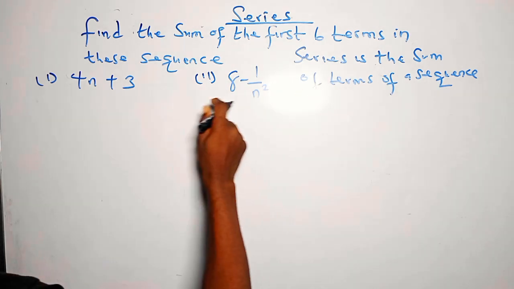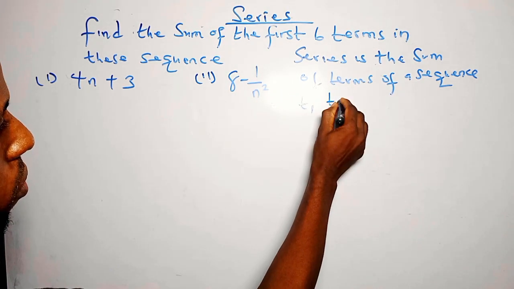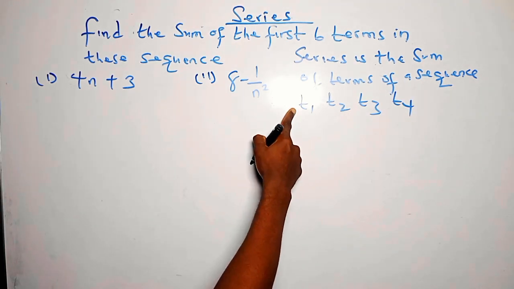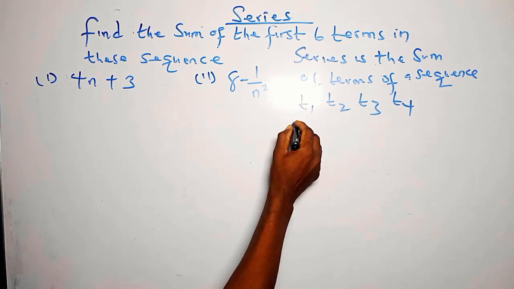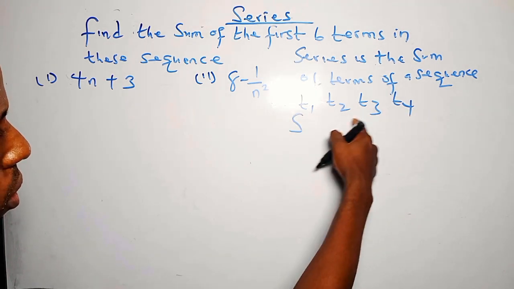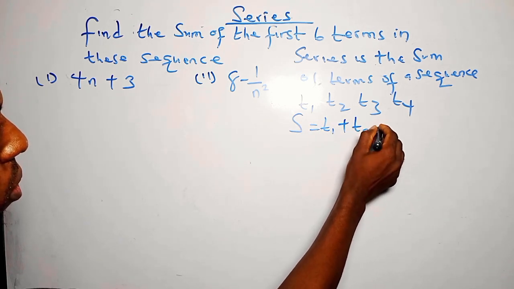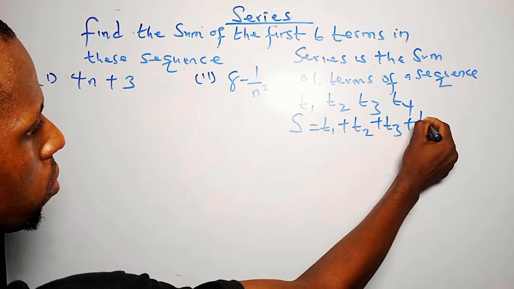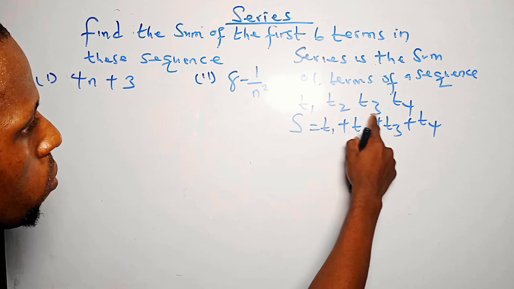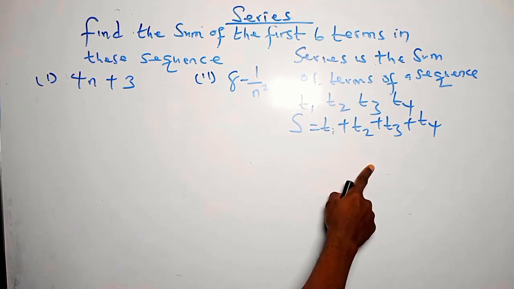So for a sequence, for example, let's say we have the first term, the second term, the third term, the fourth term. If you have to look for the series of this sequence, the sum of all these terms is referred to as series. So we have T1 plus T2 plus T3 plus T4, and so on. When we add up all the terms of this sequence, we arrive at the series. So series is the sum of terms of a sequence.